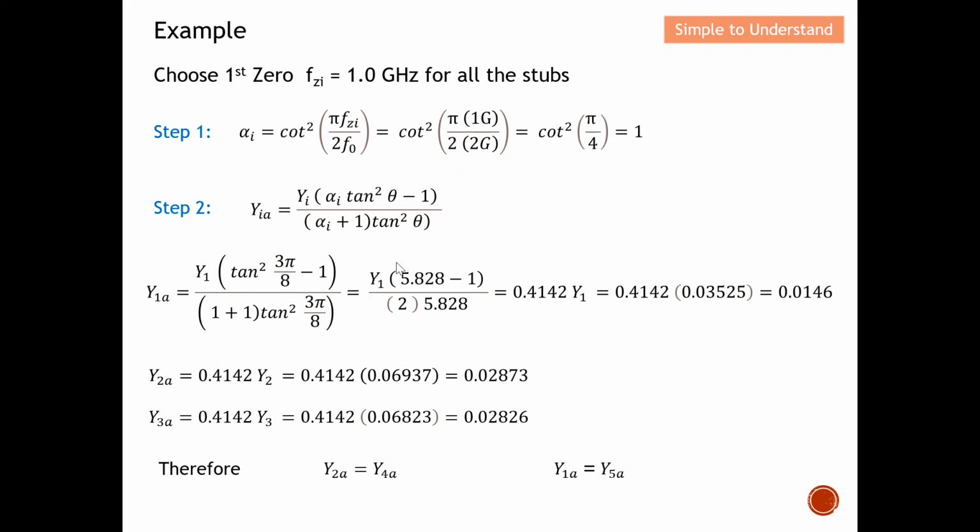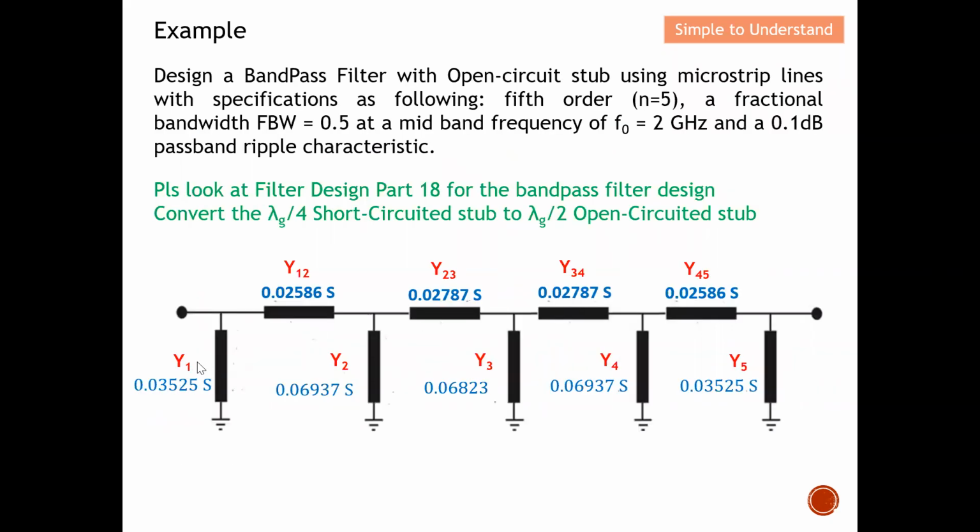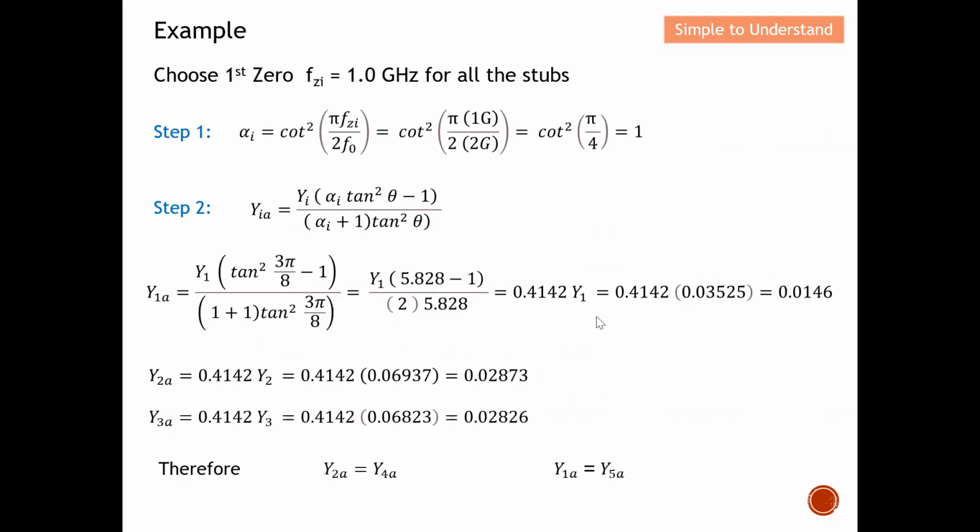So I punch all this into my calculator, and I obtain 0.4142 Y1. Based on the part 18 series discussion, I can find the value of Y1, or you can see over here, this is the value of Y1, which is 0.03525. So which is here 0.03525. I recalculate that the Y1A, the admittance, becomes 0.0146.